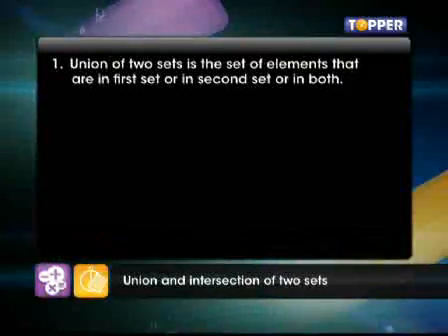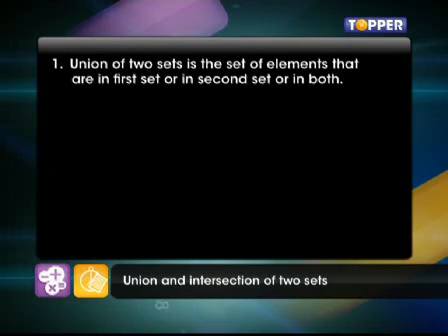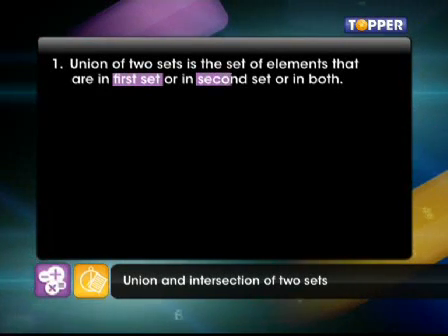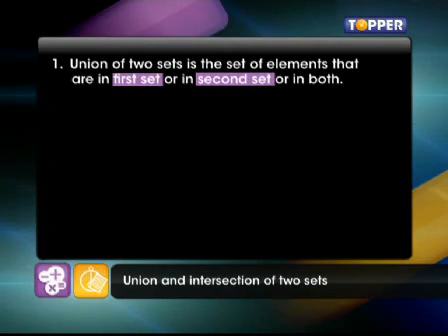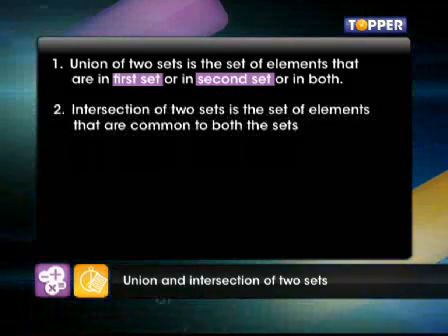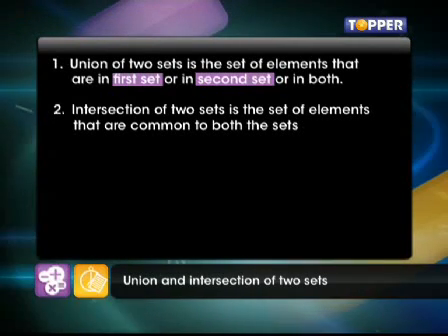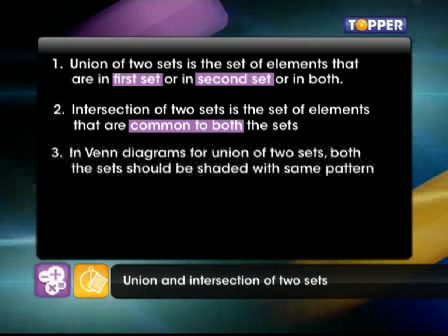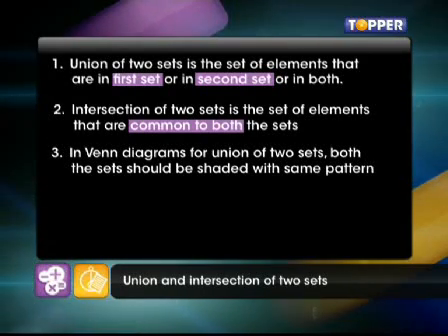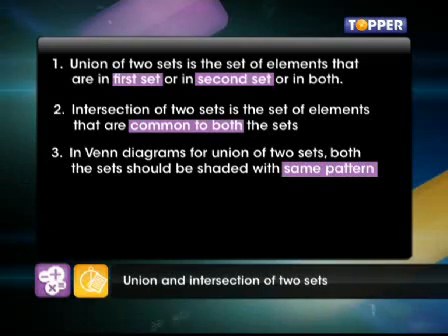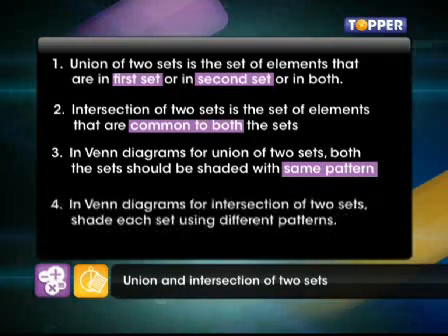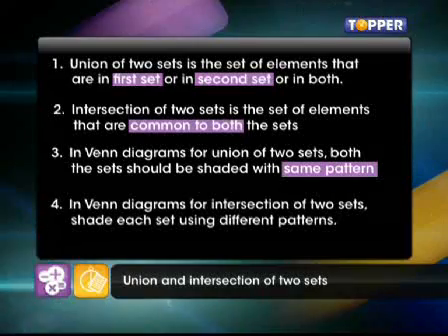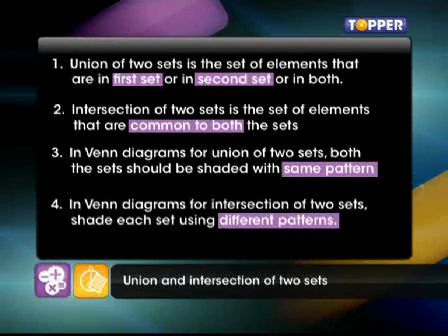Students should not get confused between the operations of union and intersection. While finding the union of two sets, elements which belong to the first set or the second set or both the sets are considered. But while finding the intersection of sets, elements which are common to both the sets are considered. Remember, while drawing the Venn diagram for union of two sets, we shade both the sets using the same pattern. But while drawing the Venn diagram for intersection of two sets, we shade both the sets using different patterns.